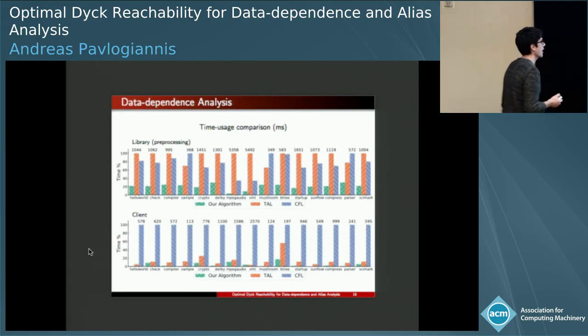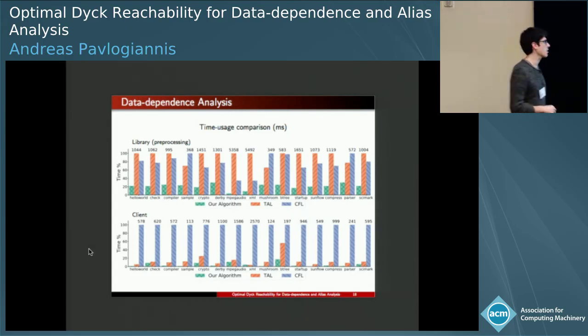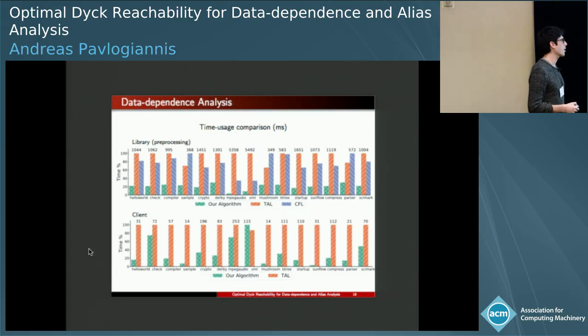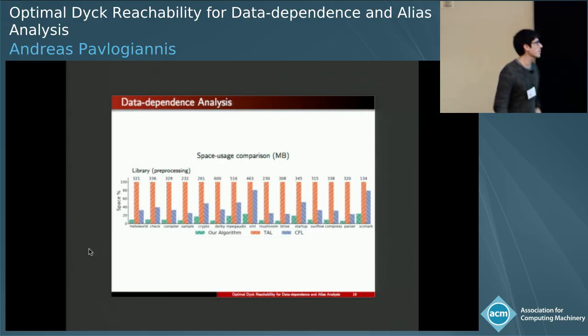And when it comes to the client side, well, unsurprisingly, the CFL reachability algorithm is the slowest because it's very poor in summarization. However, if we compare the other 2 methods, our algorithm is faster in all cases but one, this one, right? So we can perform the client analysis faster, and at the same time, we have spent much less time pre-processing the library. Right?